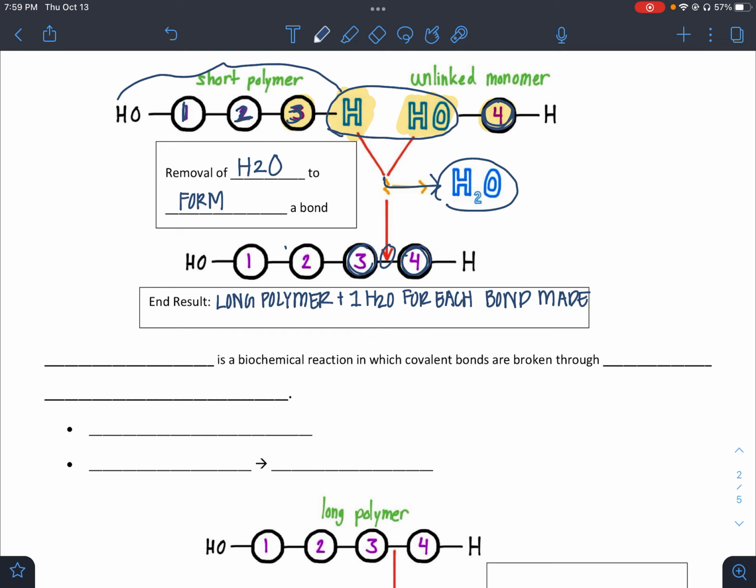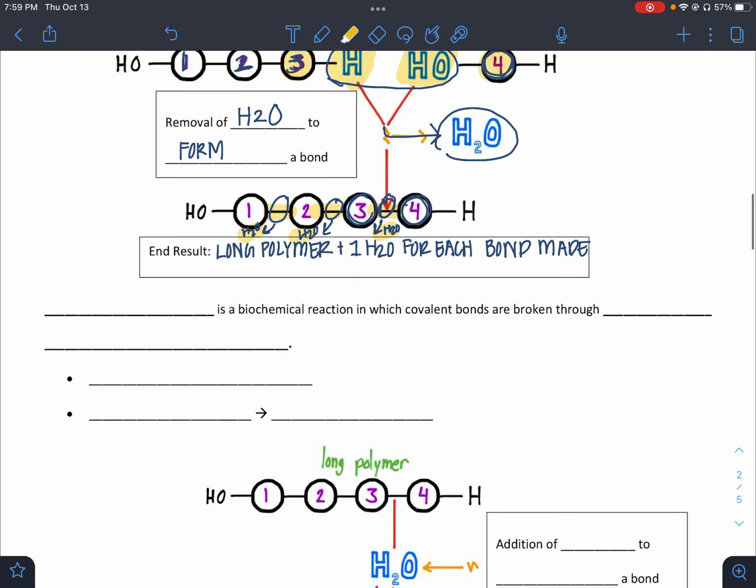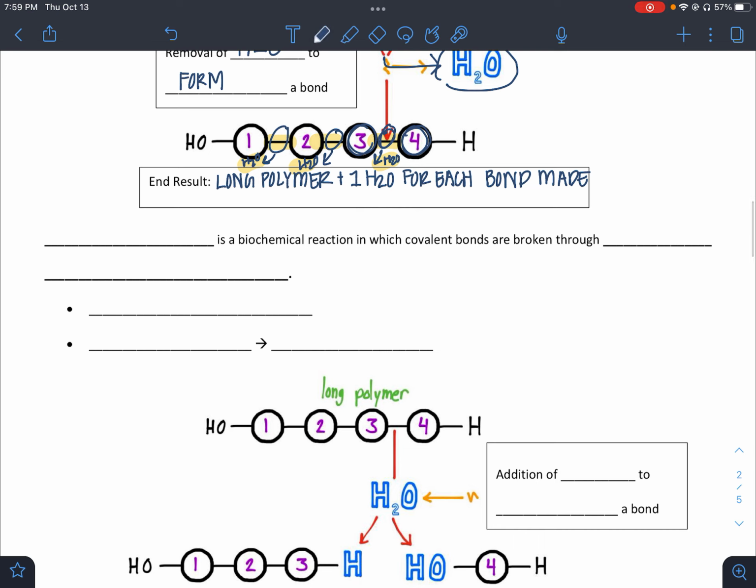So when we made this first bond here, we removed a water. Second bond here, removed a water. Third bond, removed a water. Okay, so right here we have linked together 4 monomers to form a polymer. And in that process, we made 1, 2, 3 bonds. So we removed 1, 2, 3 waters. Okay, so every time you make a bond, you need to remove a water. So that's our building reaction. That's how we make the big molecules.